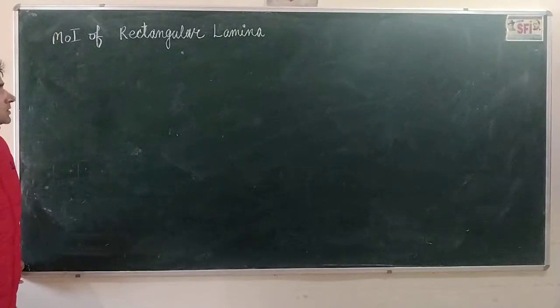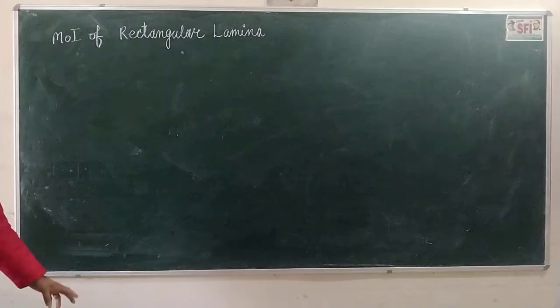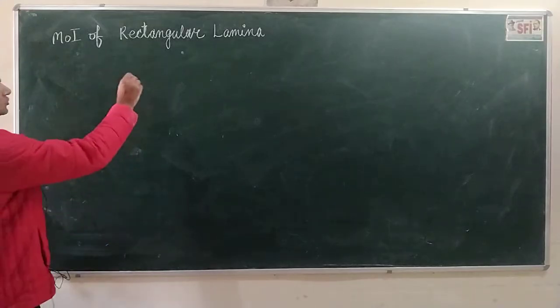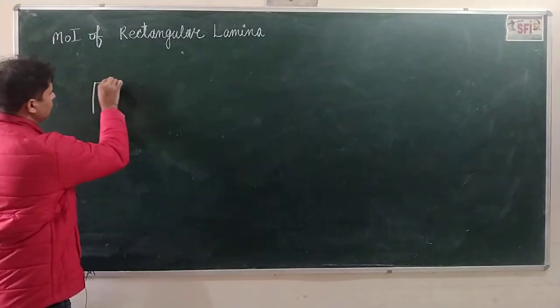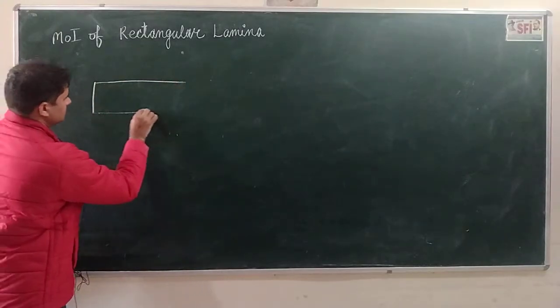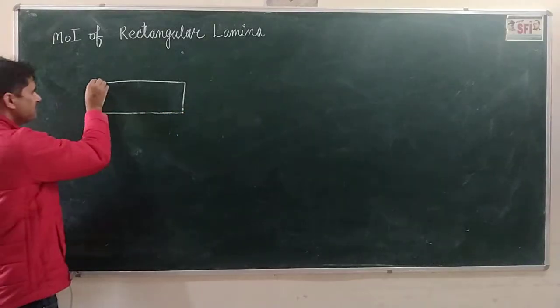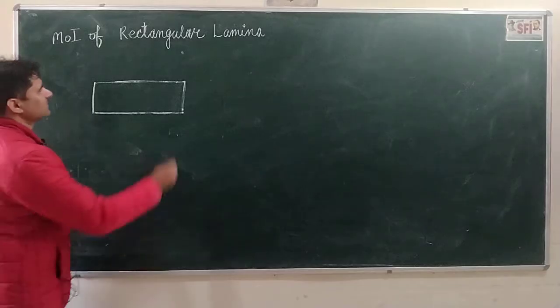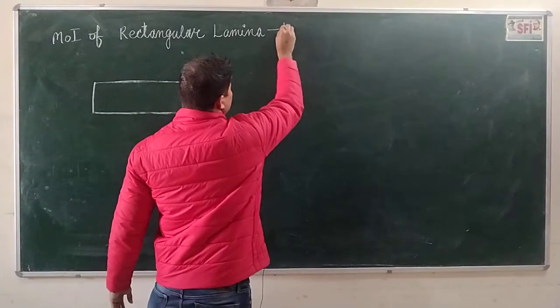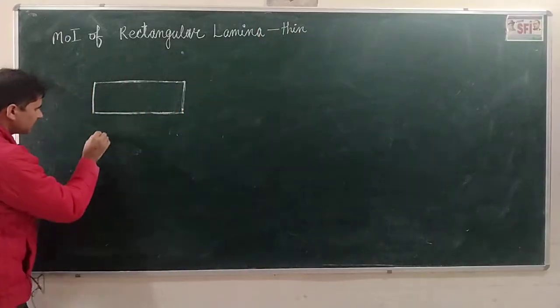Focus कर लो. Okay class, today we will find the moment of inertia of a rectangular lamina. Firstly, we will see how a rectangular lamina looks. You can see its shape is like a page. It is thin. It has length and breadth.